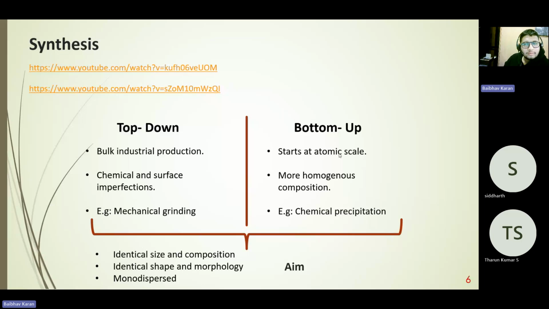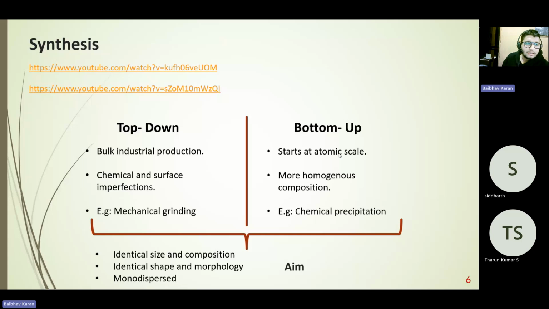Whereas in case of the bottom-up approach, as we are starting from the base material, from way below the nano range, there is homogeneity in the composition because all the particles are homogeneous and they combine to form homogeneous nanoparticles. So that's the difference between top-down and bottom-up, where top-down has a lot of chemical and surface imperfections, whereas in the bottom-up approach, chemical homogeneity is maintained in the nanoparticles.